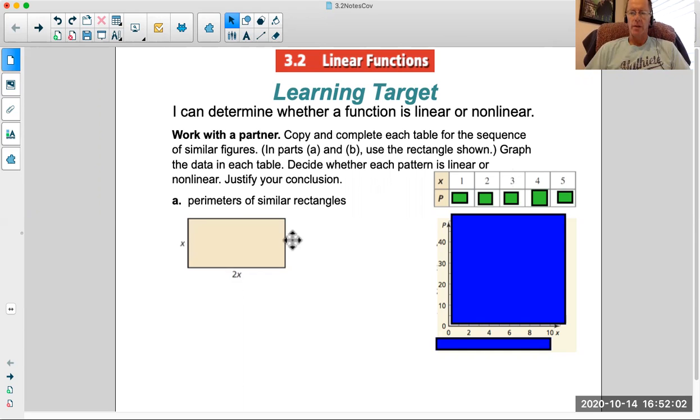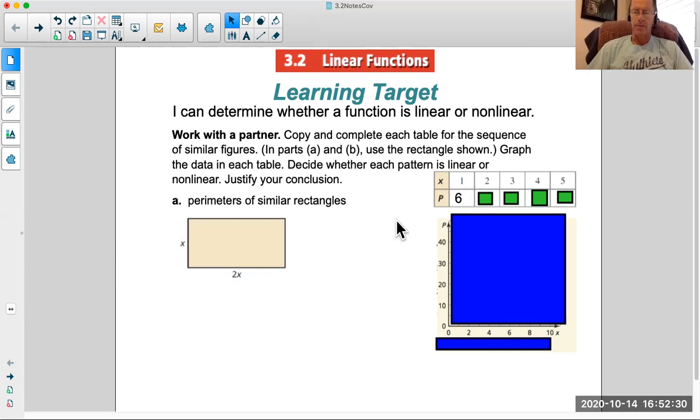Let's go through this. I'll do the first one together. Let's pretend X is 1. Remember, the perimeter of a rectangle is twice the length plus twice the width. What would the width be if X is 1? It would be 1, and the length would be 2 times 1, or 2. So we'd have 1, 2, and then another 1 and another 2. The perimeter would be 6, because 2 plus 2 plus 1 plus 1 is 6.